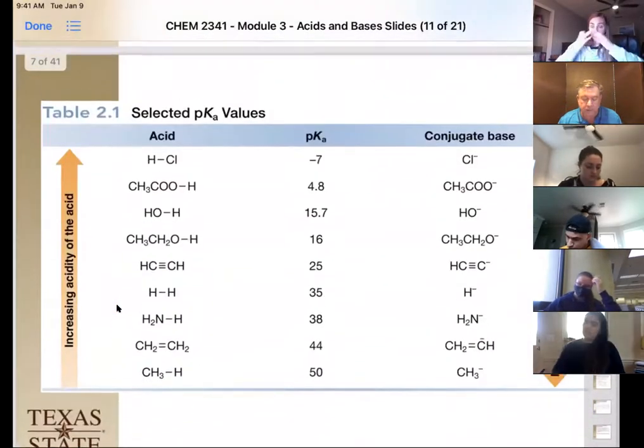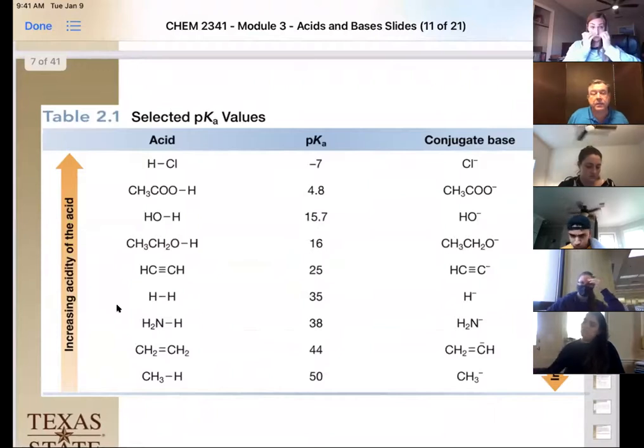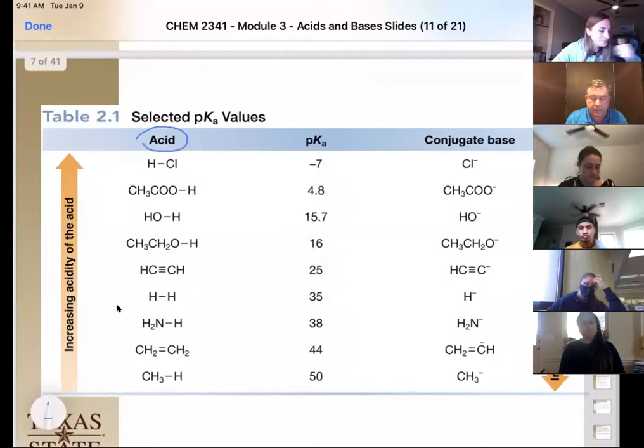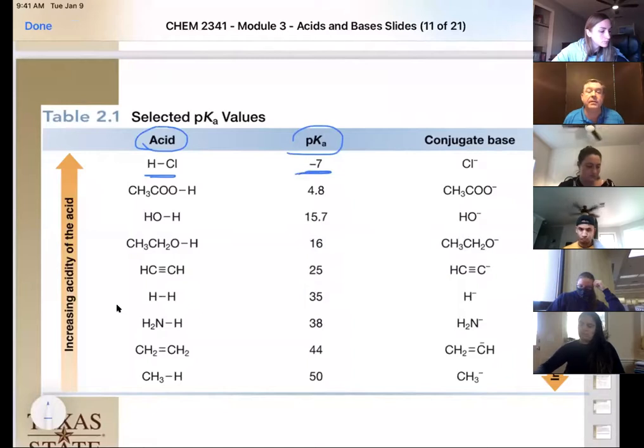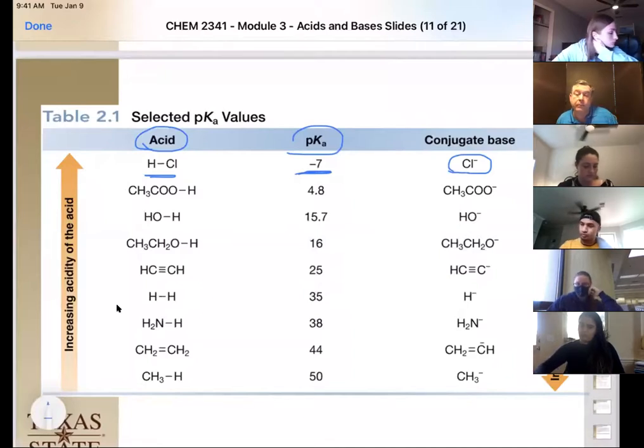All right, let's look at just a few of these in select order. We're just going to look at the acid right here. The pKa of this acid, HCl, is -7, so it's less than 0. It's a very strong acid, which means that its conjugate base, when you remove the proton, becomes that chloride ion. That chloride ion is a very weak base. Strong acid, weak base.